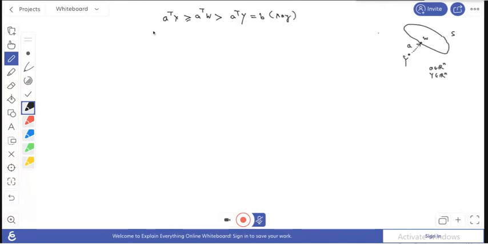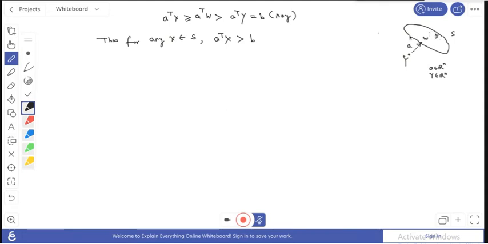Okay, so this means you have proved that for any x which belongs to the closed convex set S, A transpose X is greater than or equal to b. So you prove that A transpose X is greater than or equal to b for any X which belongs to that set S.